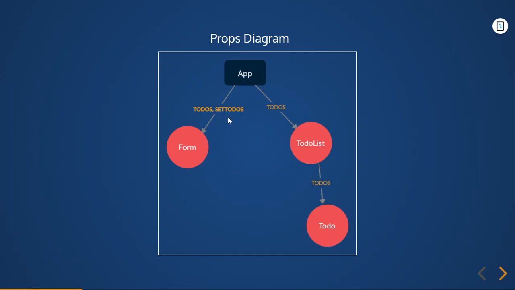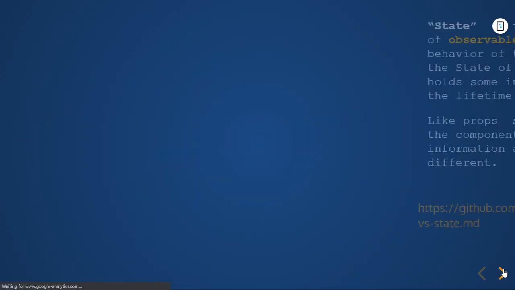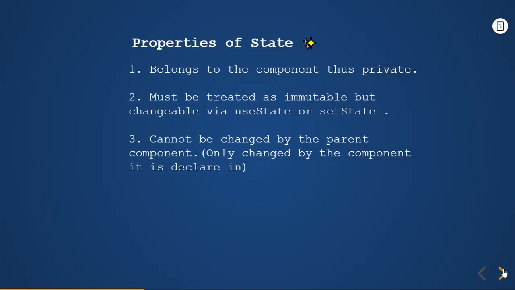So props and state are kind of very similar, because the way they flow is almost the same, and they compensate and supplement each other. We'll look at them in detail with actual coding examples. The first property: it belongs to a component, it's private.